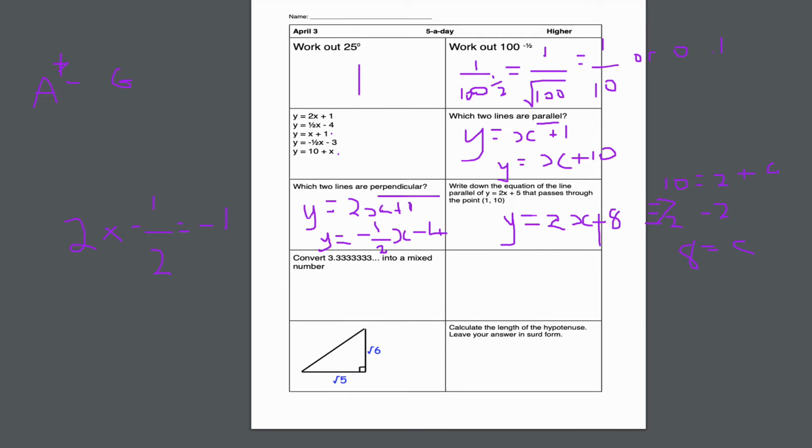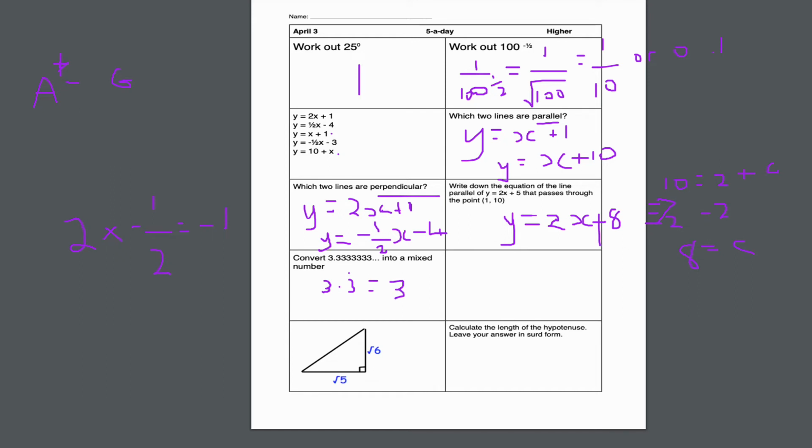Okay. This is the next question. Convert 3.333333 recurring into a mixed number. So we're looking at 3.3 recurring. Now this one's a bit of a cheat code that I'm going to use. I've got 3 wholes.